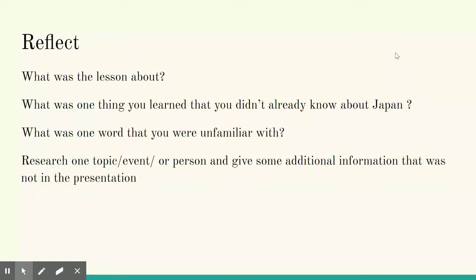Now, these are your reflection questions. They will be posted on a Padlet wall, which I will put up. But these are the questions that I want you to answer on the Padlet wall. What was this lesson about? What was one thing you learned that you didn't already know about Japan, which is probably going to be a lot? What was one word that you were unfamiliar with? And I'm sure you can find a lot of words. And research one topic, event, or person and give some additional information that was not talked about in the presentation or the notes. Okay, so definitely do that on your Padlet wall.